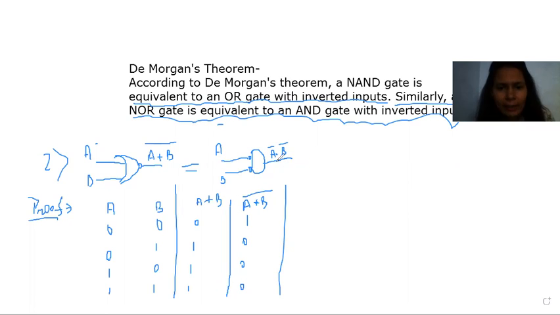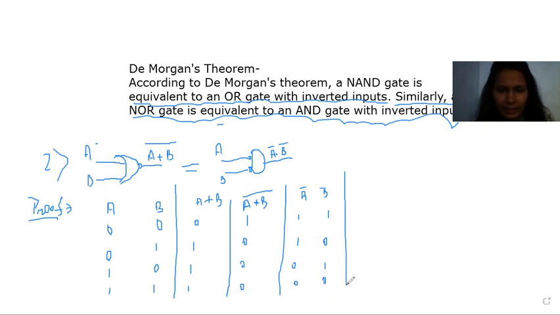Now we will find A bar dot B bar. So first of all, we will find A bar. A bar will be, we will do complement of this column. So we will get 1, 1, 0, 0. Now we will find B bar. So we will do complement of this column. So it will be 1, 0, 1, 0.